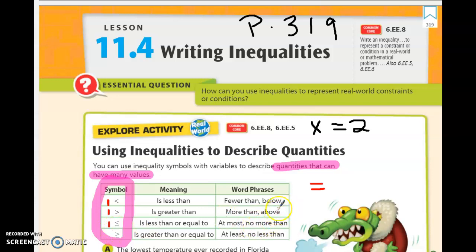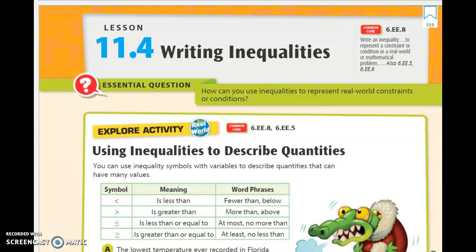In a word problem, you might see the words at most or no more than. He has no more than $15. That would be a less than or equal to. And the last symbol is a greater than or equal to symbol. And in a word problem, you might see the words at least or no less than. So he has at least $15. So those are our inequality symbols that we're going to be using for this lesson.